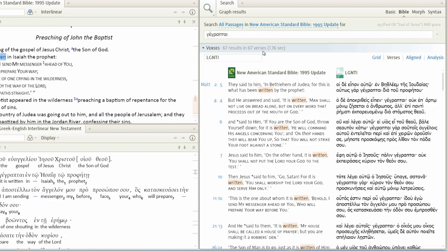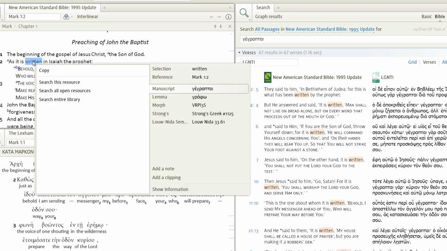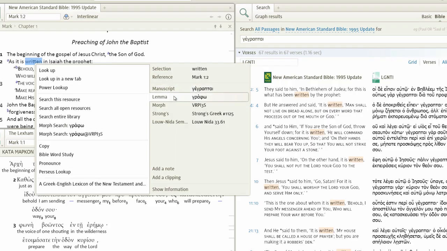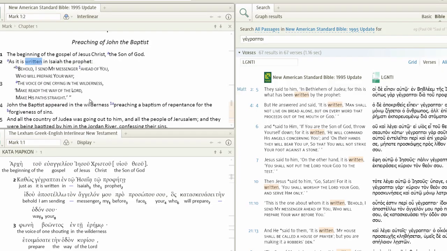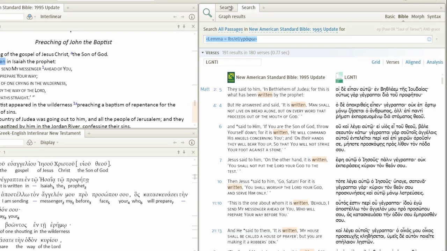Now let's go back to our right-click menu over here for the word "written." And now let's select lemma and compare the search results. Now remember, manuscript is searching for this exact form of the word. Lemma is searching for all forms. And let's say, search this resource. Now it appeared over here, but let's go ahead and move it to this other side. And you'll notice the difference in the number of hits. 191 results in 180 verses.